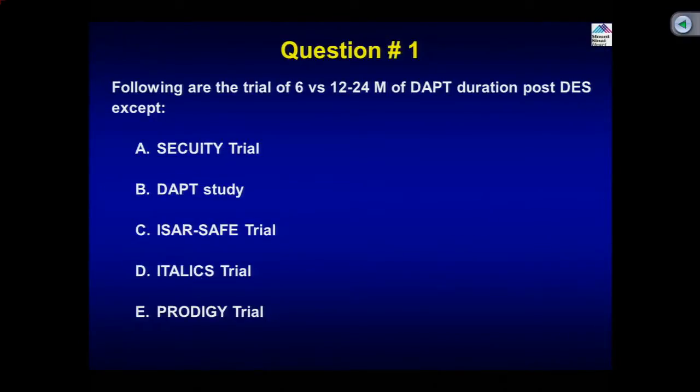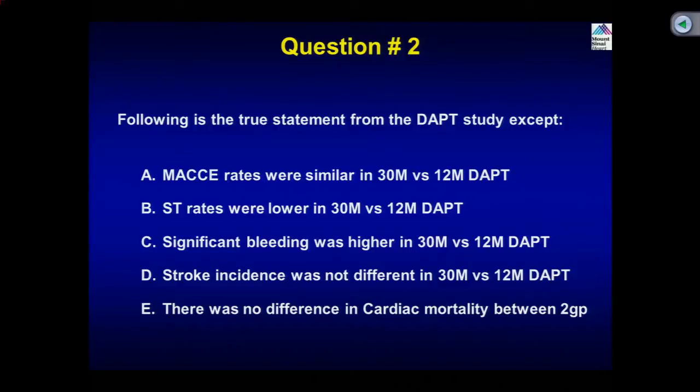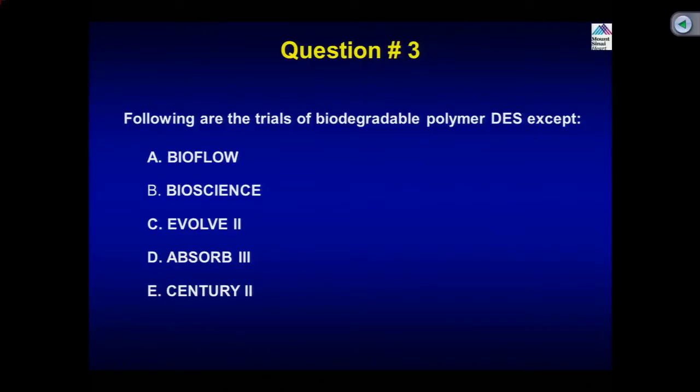Now, we have three questions. First, following are the trials of 6 versus 12 or 24 months of DAPT duration post DES, except: the SECURITY trial, the DAPT study, the ISAR-SAFE, ITALIC trial, and PRODIGY, which we have spoken about. Second, following are true statements from the DAPT study except one that is false: MACE rates were similar in 30 months versus 12 months DAPT; stent thrombosis rates were lower in 30-month DAPT compared to 12; significant bleeding was higher in 30-month DAPT versus 12; stroke incidence was not different in 30-month versus 12-month DAPT; and there was no difference in cardiac mortality between the two groups. Last question: following are the trials of biodegradable polymer DES, except: BioFlow, BioScience, EVOLVE 2, ABSORB III, and CENTURY II.